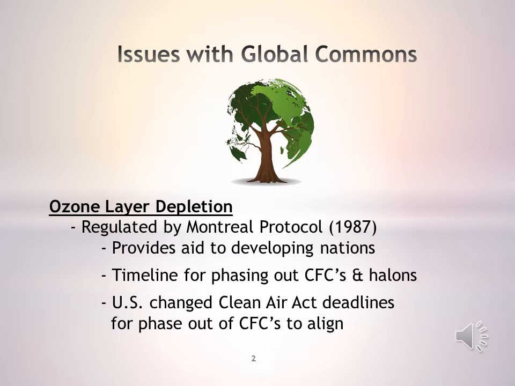So one issue with the global commons is ozone layer depletion. Remember, the ozone protects us and keeps the climate stable, keeps our atmosphere stable, and allows for life on Earth. Super important. Ozone layer depletion internationally is regulated by the Montreal Protocol, which was signed in 1987. It provides aid to developing nations and also gives a timeline for phasing out CFCs and halons, those chlorofluorocarbons and halons that we talked about in the air quality section. The U.S. did change the Clean Air Act deadlines for phase out of CFCs to align with this international agreement.